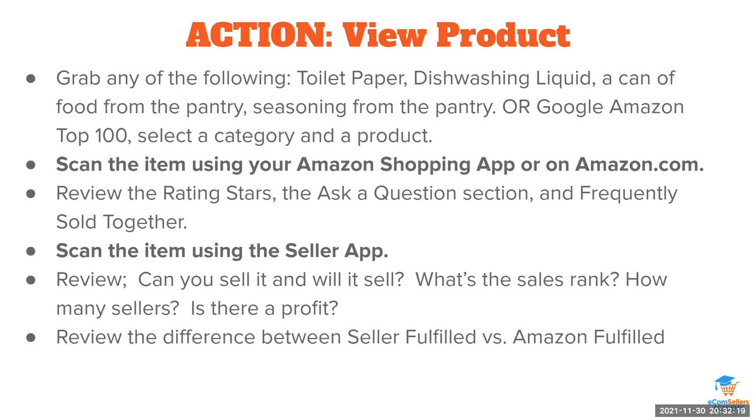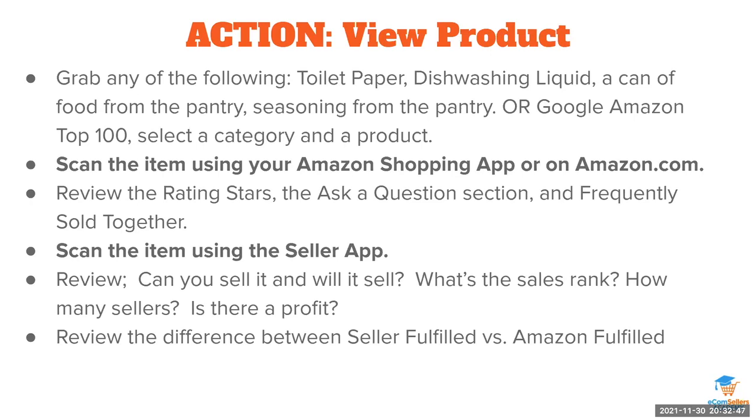So we're going to scan the item using the Amazon Seller app or on Amazon.com. We can go look it up. So what we're doing is we're going to look at the rating for an item, the ask a question section, and also frequently bought together. These are things that can help you when you're trying to figure out, okay, should I sell this item before you actually decide to order it and send it into Amazon or list it on a platform.